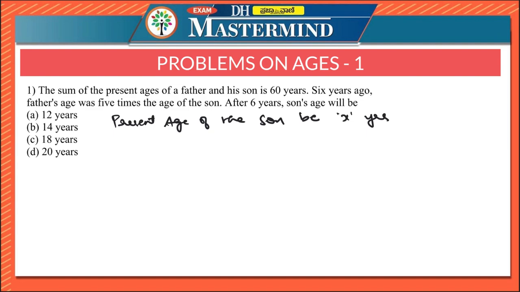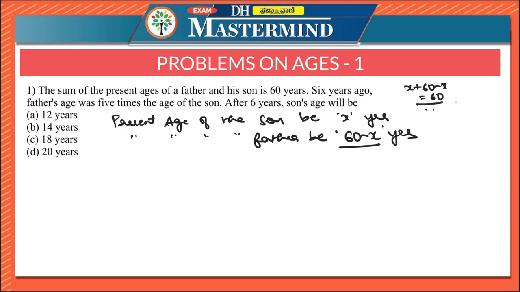And it is given that the sum of the present ages of a father and his son is 60 years. So this means that the present age of the father will be 60 minus x. So when we add both the things, we'll get 60. x plus 60 minus x is 60. So let us assume that the present age of the son is x, so that naturally, according to the condition of the question, the present age of the father becomes 60 minus x years.